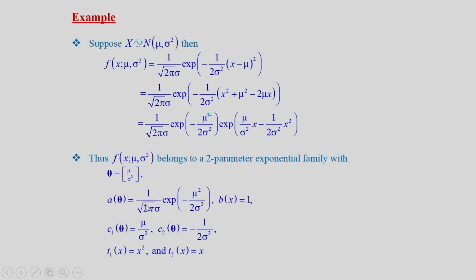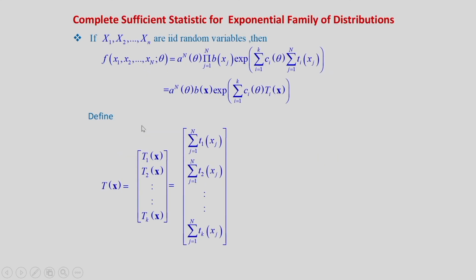So, it is a function of mu and sigma square, and b(x) is equal to 1. c1(theta) will be equal to mu by sigma square. c2(theta) will be minus 1 by 2 sigma square. T1(x) is equal to x and T2(x) is equal to x square. So, that way normal distribution is a member of the exponential family of distribution.